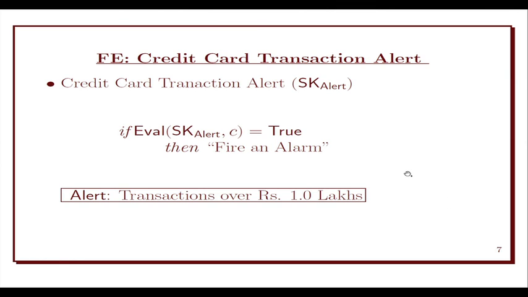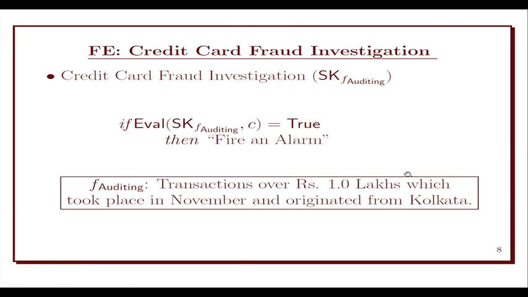And we can have more refinement on this. Suppose we have a functionality like auditing: the credit transaction is over 1 lakh, and this transaction is done in November, and it is from Calcutta. So, this is a more complicated circuit. Corresponding to this functionality, suppose the cloud got this secret key. If that is the transaction, then the eval on the corresponding ciphertext will give us true, and we will have an alarm. So, this is the application.